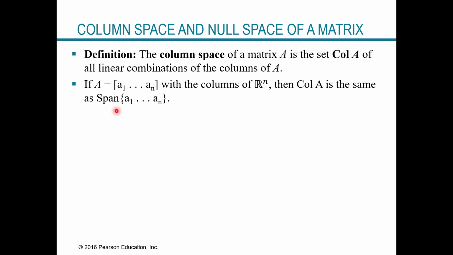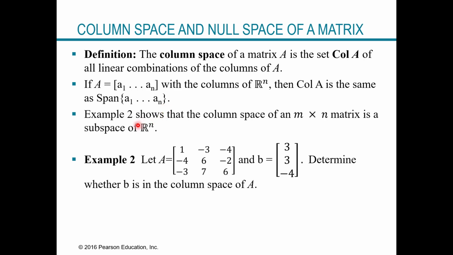And you might be thinking, what's the difference between this and our span? Well, it's very much the same in most situations. If A is a matrix where all of the columns are in Rn, then the column space of A is the same thing as the span of the vectors a1, a2, and so on. All right, let's take a look at this example. This example shows that the column space of an m by n matrix is in fact a subspace of Rm. We're relating column space to what we just talked about, which was subspaces.